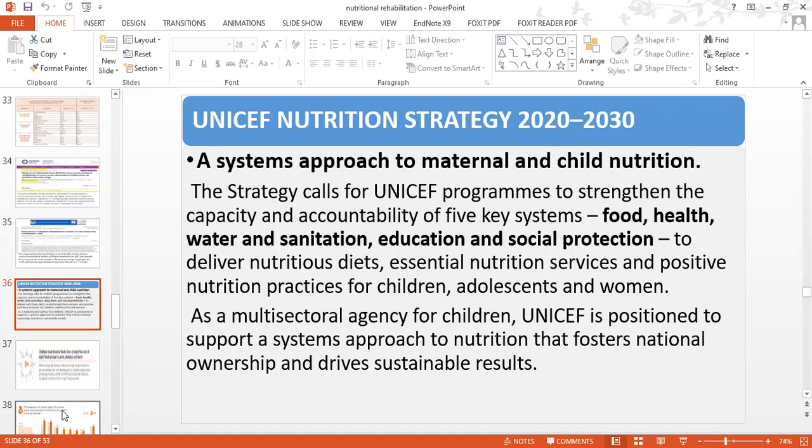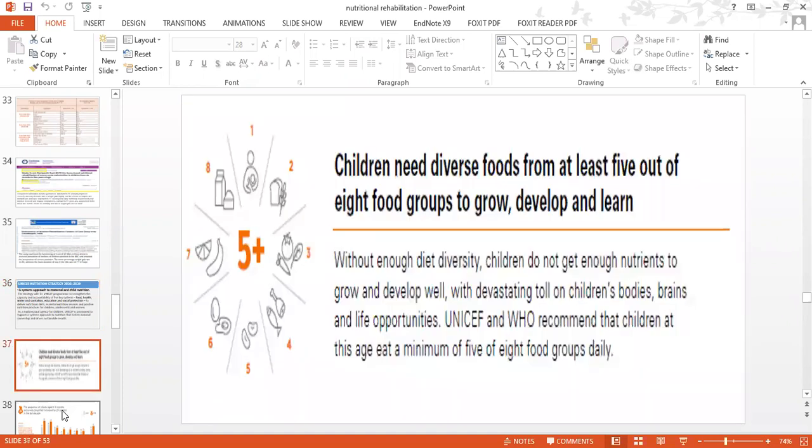They ask to strengthen these systems to deliver nutritious diets, essential nutrition services, and positive nutrition practices for children, adolescents, and women. This is the strategy of UNICEF for 2020 to 2030. Here you see UNICEF emphasizing that children need diverse food from at least 5 out of 8 food groups to grow, develop, and learn.